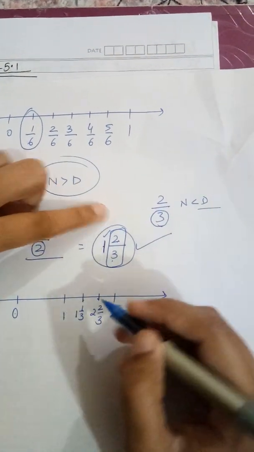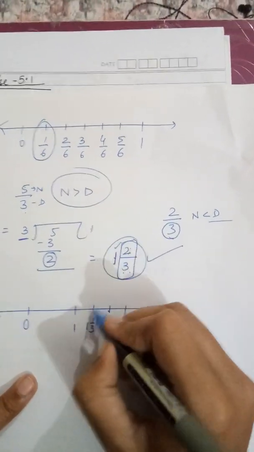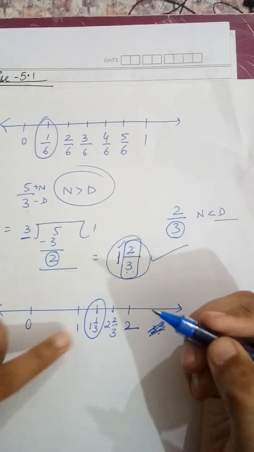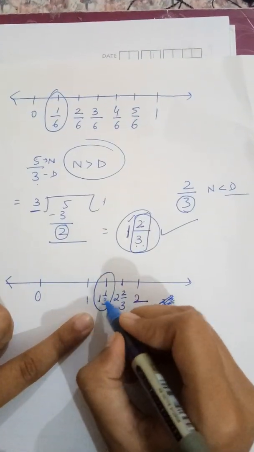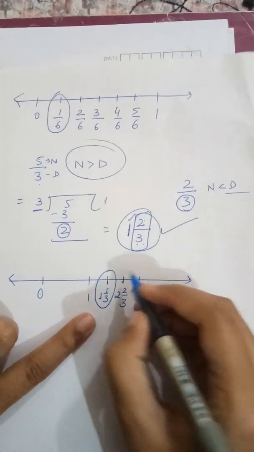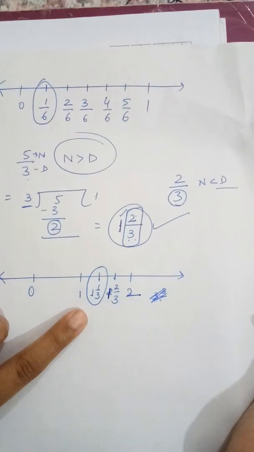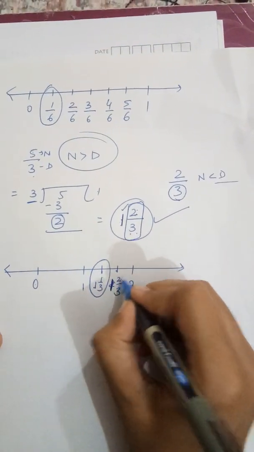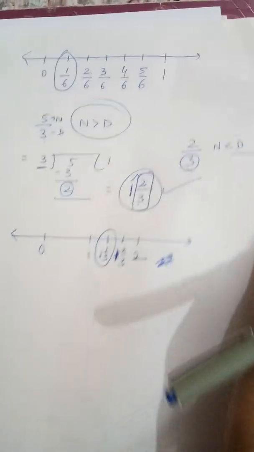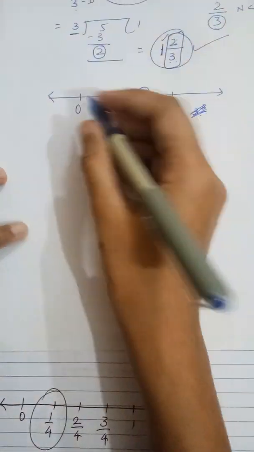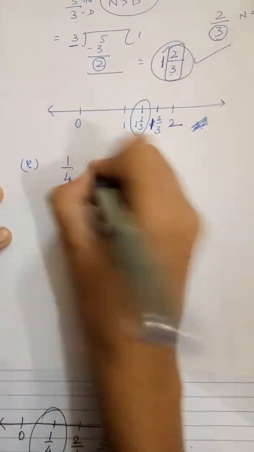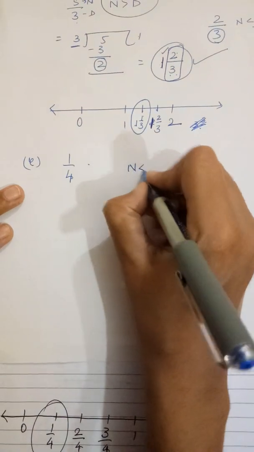Now what I wanted is 1, 2 upon 3, so this is going to be your answer. You are going to circle it, 1 upon 3, and this will be 1, 2 upon 3 only. Sorry, this is 1, 2 upon 3. Okay, let's move to the next one, E part, 1 upon 4. Now here the numerator is less than the denominator.